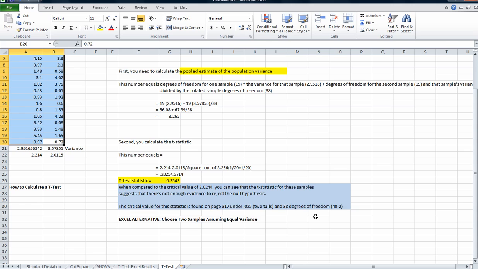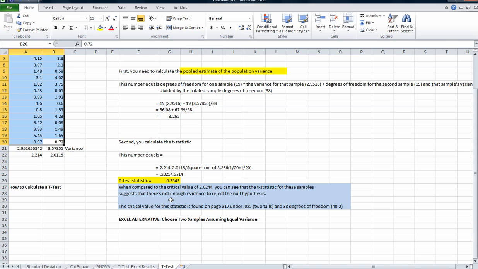you will find, oh, I'm sorry, 0.025 is the fourth column over. And if you follow that down to 38 degrees of freedom, you will find 2.0244. So this was just another way to get you to realize how these calculations are conducted.